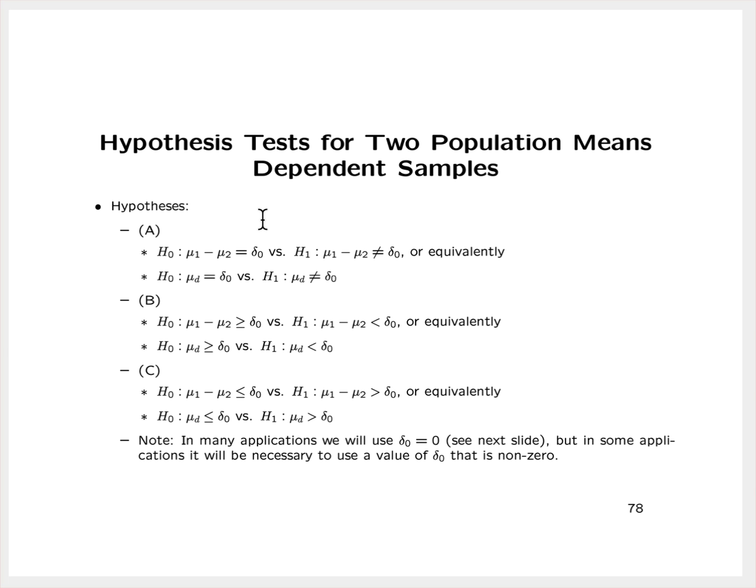As before, d sub 0 represents the hypothesized difference, and in many applications, but not all, that hypothesized difference would be 0. But again, like I said in a previous lecture about this, it's not always going to be 0, and so you need to think about the problem and think about what makes sense in the context of that problem.